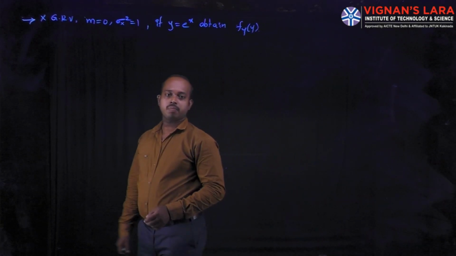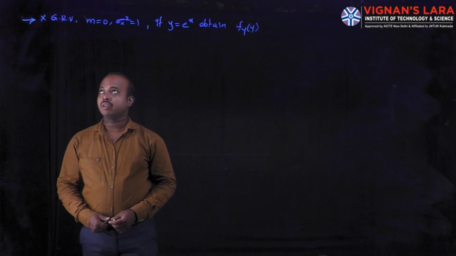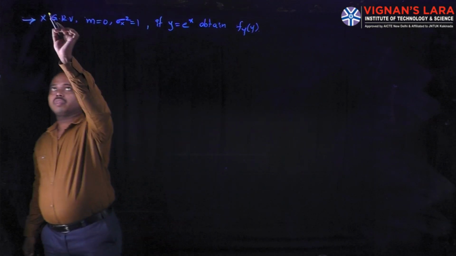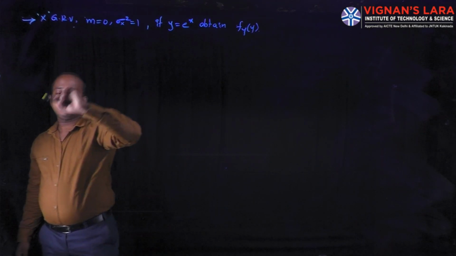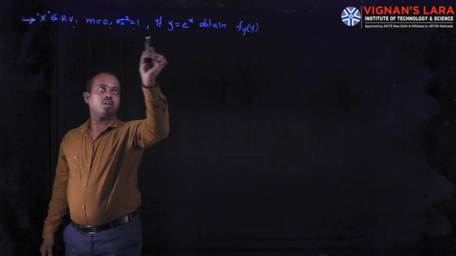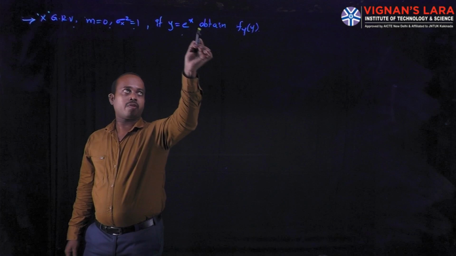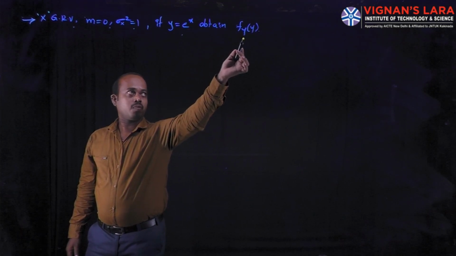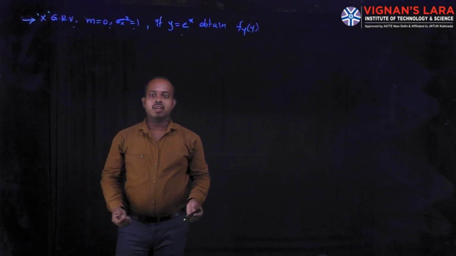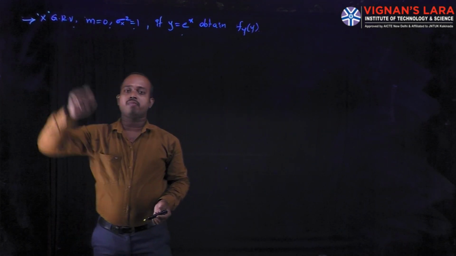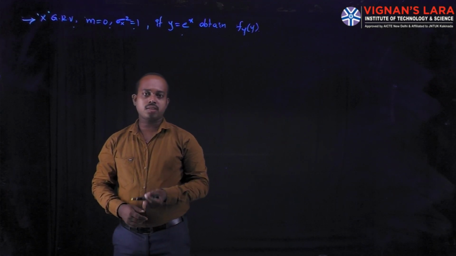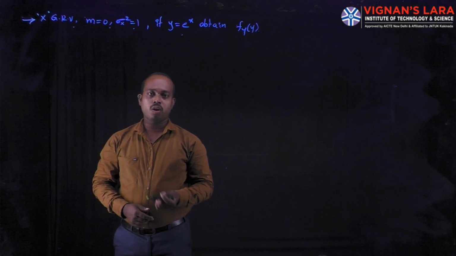Coming to another example relating to the transformation technique. Here, X is a Gaussian random variable with mean 0 and variance 1. If Y is equal to e power X, obtain fY of y. In this model also, it is given that X is a Gaussian random variable. What procedure did we follow in the last example? The same procedure we can follow here.